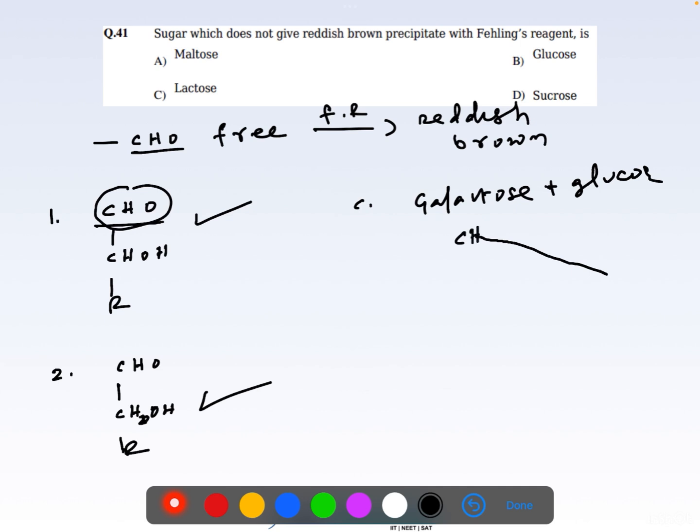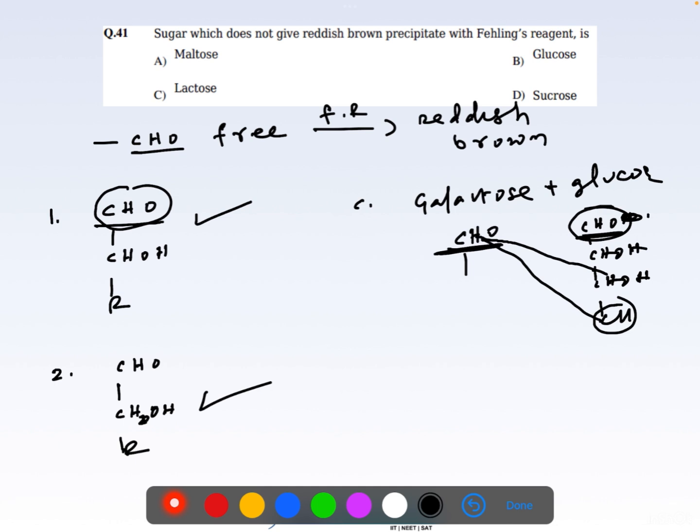So the CHO of galactose and here CHOH and CHOH and CH. So here these two are connected by 1 and 4 positions. So in galactose the first position is not free, but in glucose the first position is free here. So this CHO will react with Fehling's reagent to give a positive test.